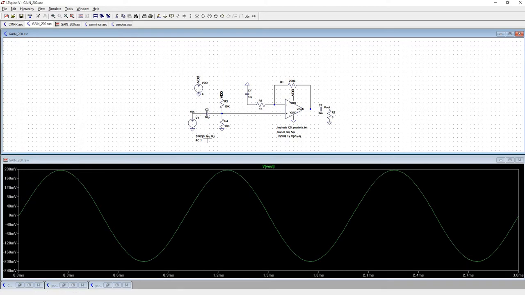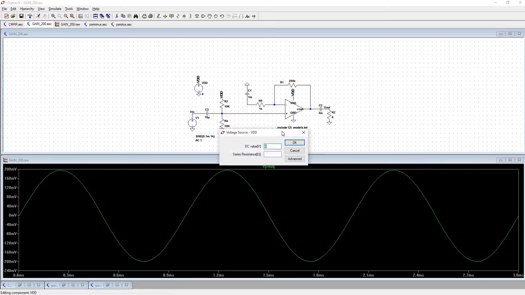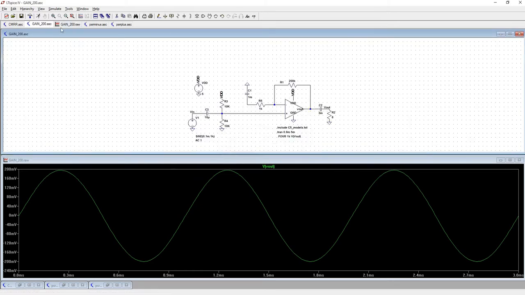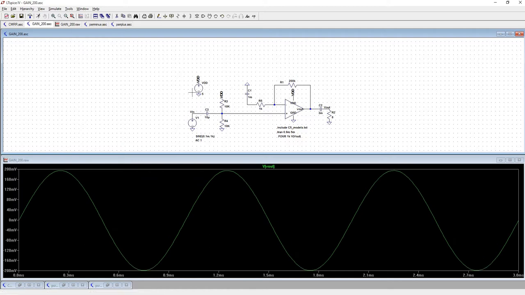Yep, so we've got our 1 millivolt input, gain of 200, and our output is at just under 200 millivolts here, but it gets closer as time goes on. So let's see what happens at 5 volts. And it's the same. Okay, so we're still getting good output. We're not seeing any clipping.